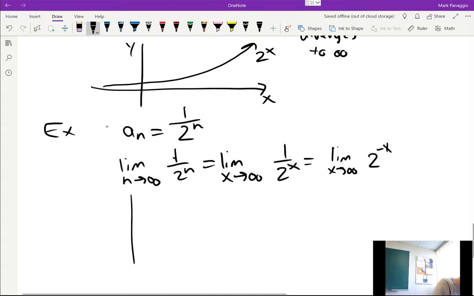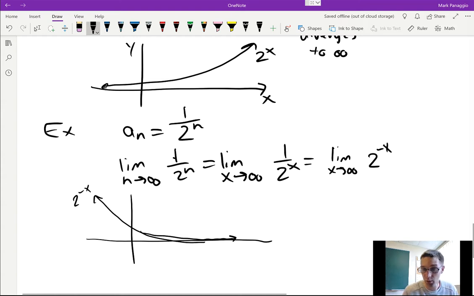Notice that's the exact same function as before, except we've replaced x with negative x, which means its graph is going to look like the same function. It never actually goes below the axis, and it's going to approach an asymptote just on the opposite side. So before we had y approaching infinity because x was going to positive infinity. Here, 2 to the negative x is the same graph, just flipped horizontally, and it looks like the y values are approaching 0. So in this case, we would say, yes, this sequence does have a limit. Its limit is 0. Okay?